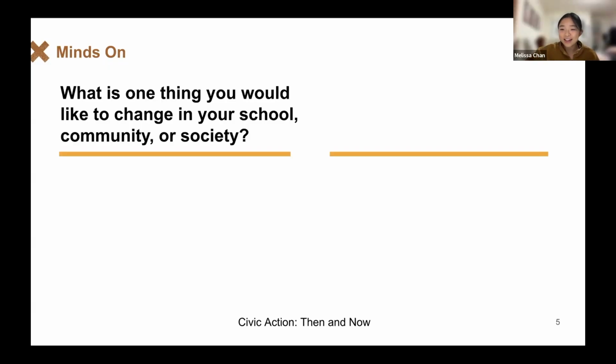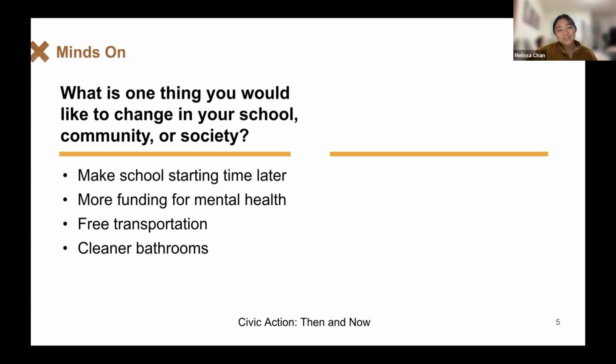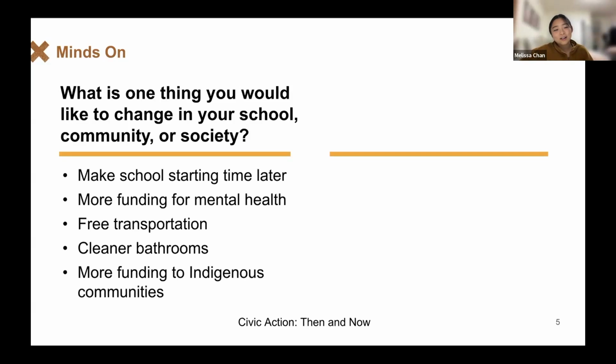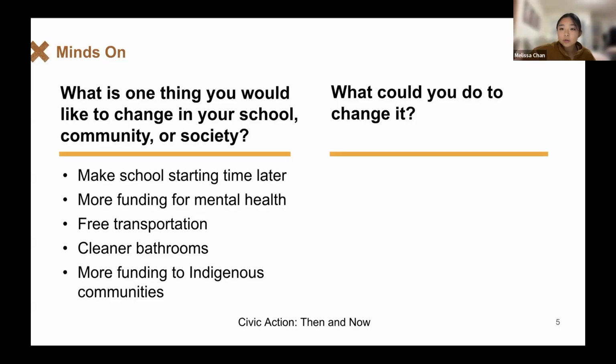So having said that, these are some of the things that our students have written in the past: making school start later, more funding for mental health. So I'm asking them to think about what they care about. Now, here's the challenging part, and I'm going to ask this question to you too. What could you do to change it? And I'm not saying from a systems level, but you as an individual, what could you do to address that problem?